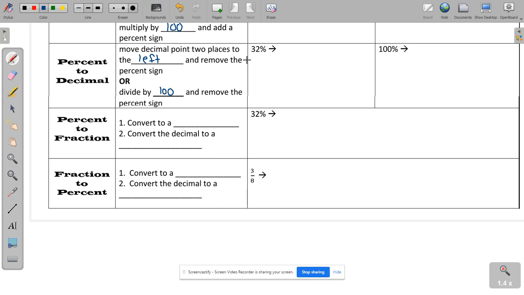So 32%, we start to the right of the number since there's no decimal and move 2 places to the left. We get 0.32. And then we have 100%. The decimal is all the way to the right. Move it 2 places. 1, 2. We get 1 as our answer.